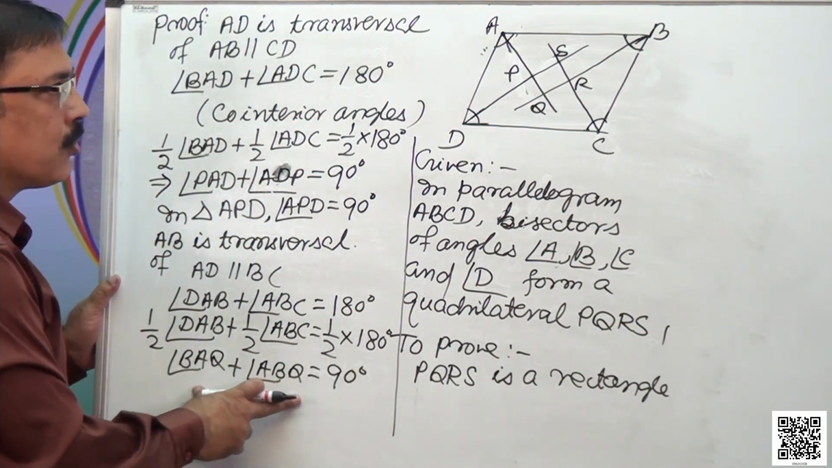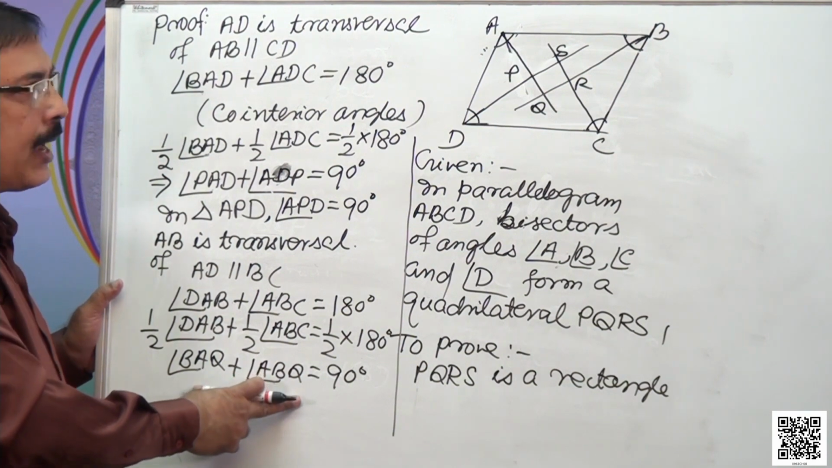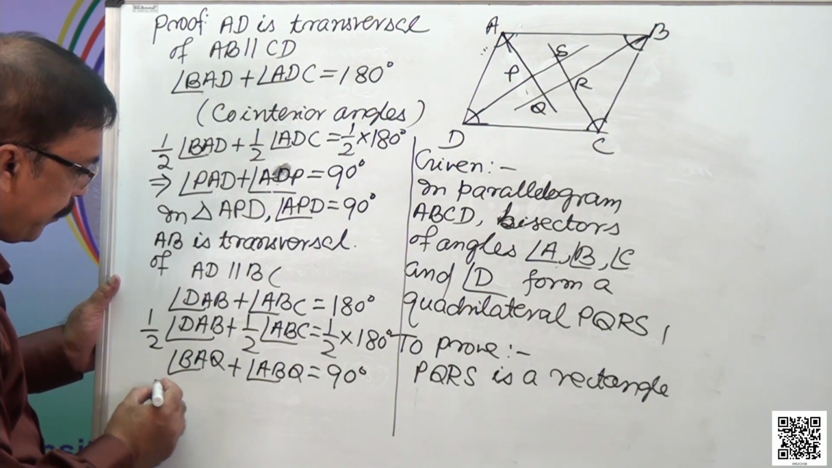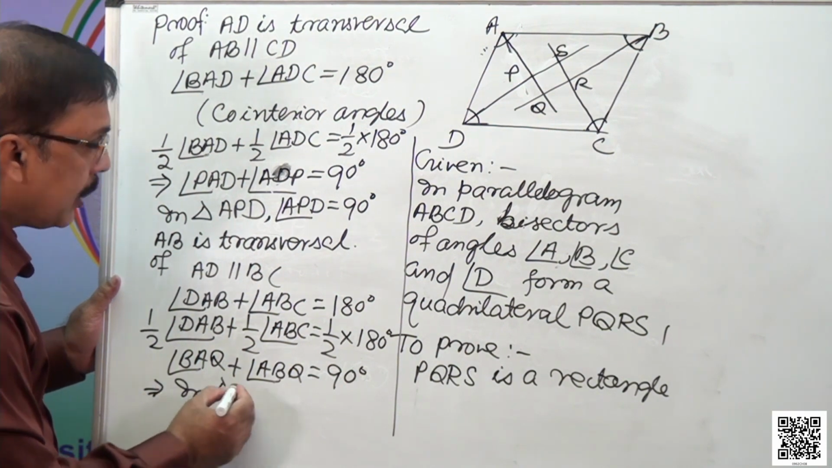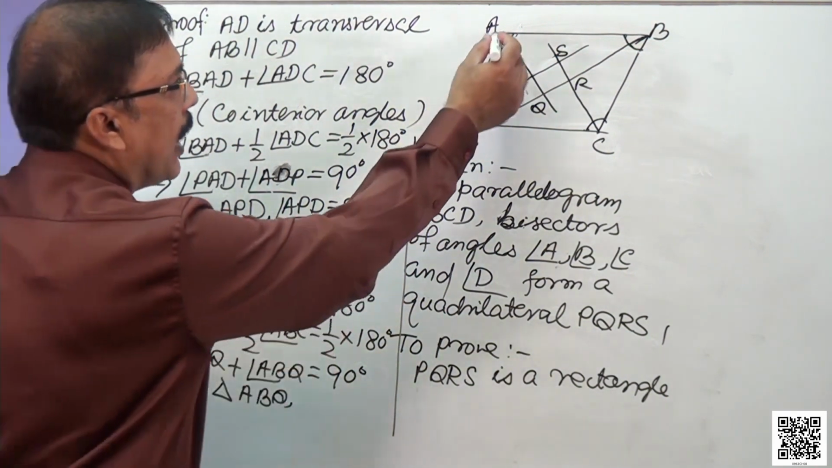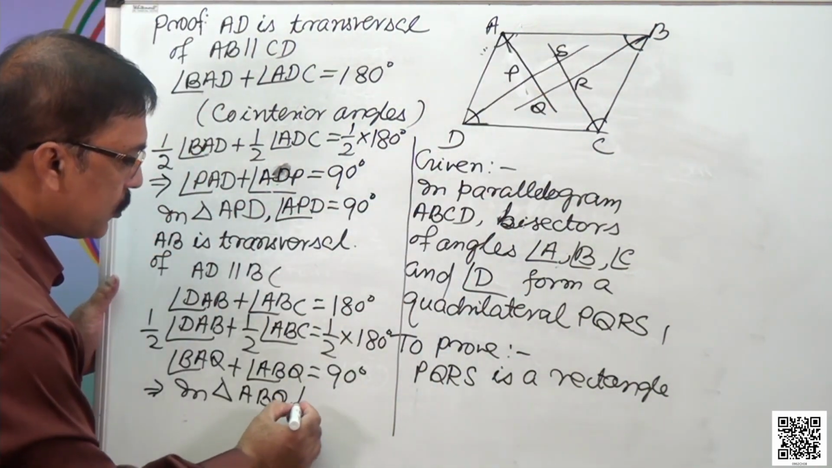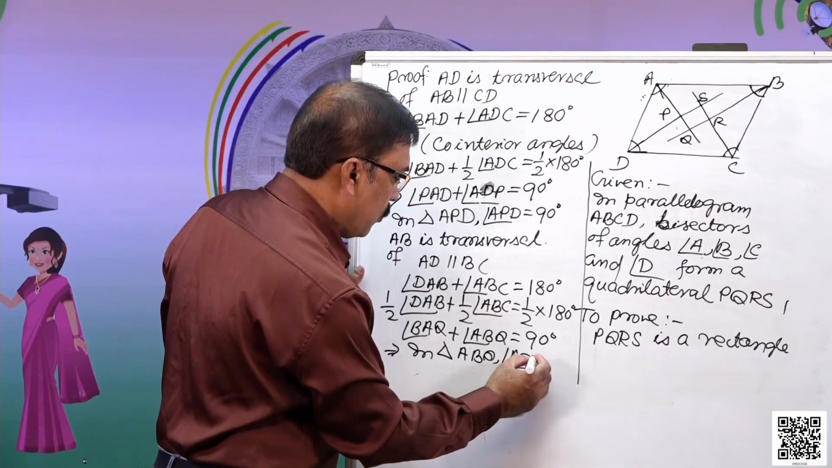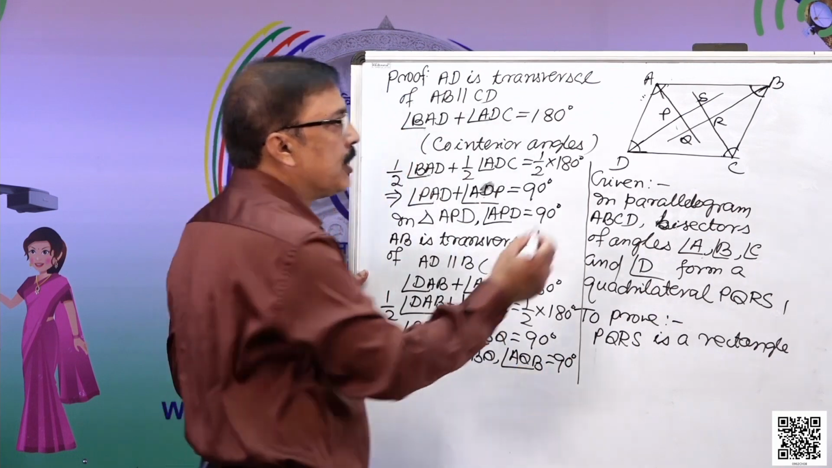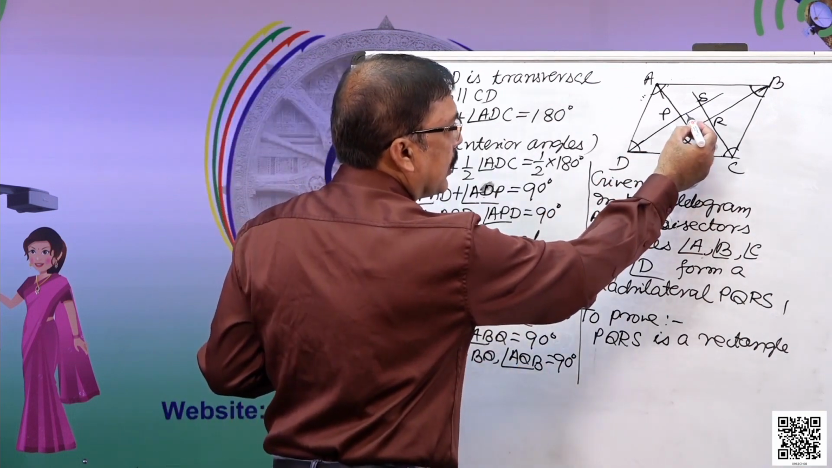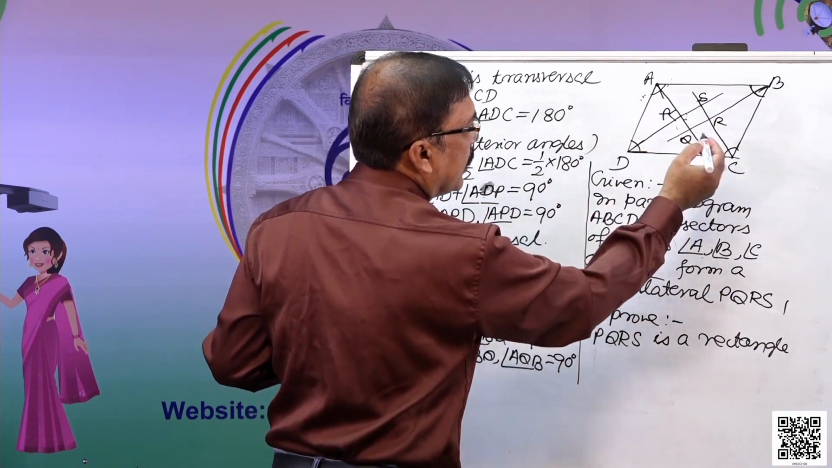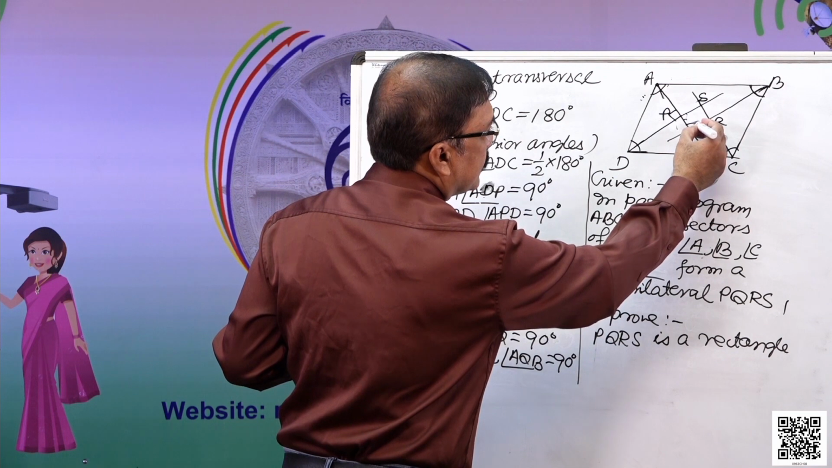BAQ and ABQ are the angles of triangle ABQ. This implies in triangle ABQ, which is the third angle? The third angle is AQB. So angle AQB is equal to 90 degrees. Now you see this angle is 90 degrees, this angle is 90 degrees, and this angle is 90 degrees.